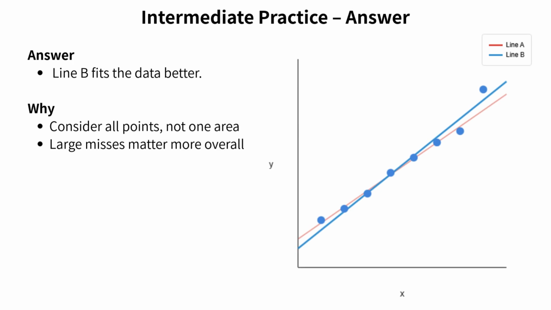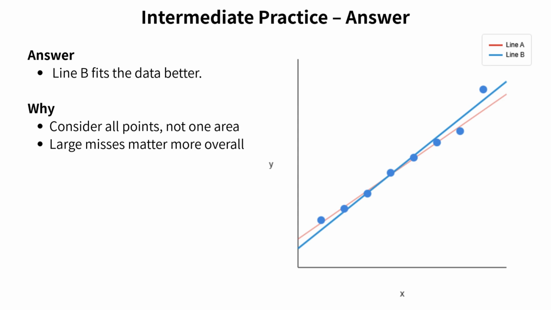Let's walk through this carefully. At first glance, line A might look like a good fit. In the middle of the graph, several points sit very close to line A, and that can be misleading. But remember the key idea we learned earlier: we don't judge a line by one area or a few points. We consider all the data points together, across the entire graph.